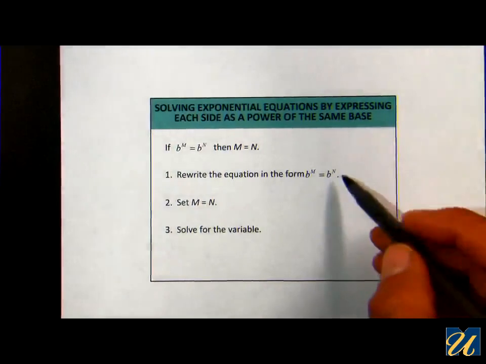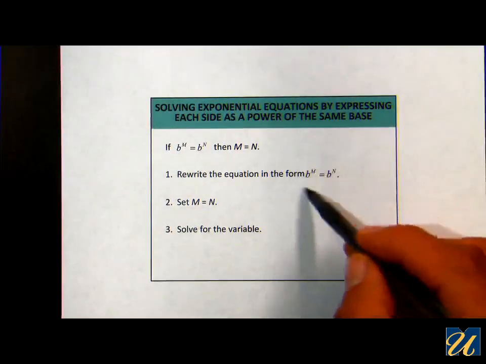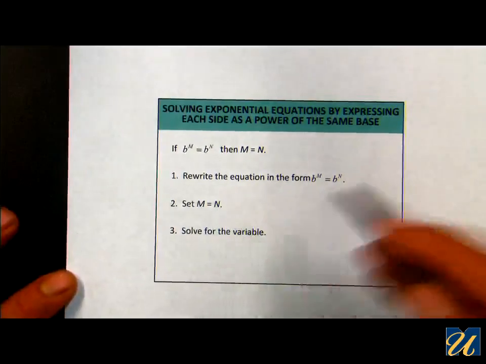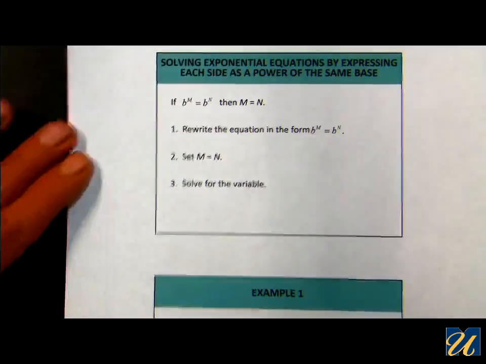So we'll first get the exponential equation written in this form if we can. Then we make an equation out of the exponents, and then we solve for the variable. Okay, let's see this in practice.